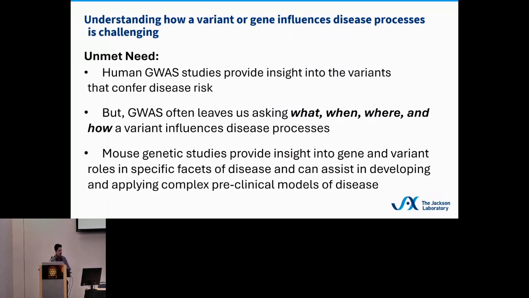So why do we do this, right? So we study mice to help people, right? And unfortunately, we do these large human GWAS studies, and we find some variants that confer a risk, but we don't know much more than that, right? It's very hard. We don't have the power to characterize those variants and those genes. So it often leaves us asking, well, how does this work? Where does it work? How does this influence the disease process? And so we can use the mouse studies to do this. We can use it to characterize and interpret these genes and variants.